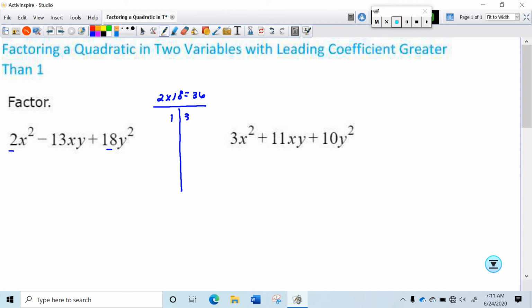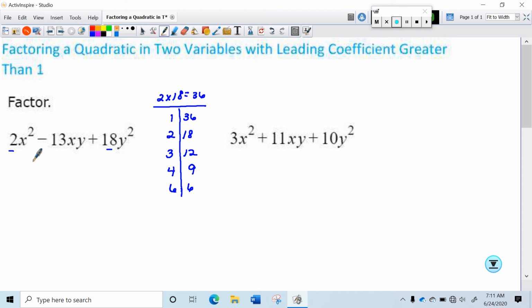36 divided by 1 is 36. 36 divided by 2 is 18. 36 divided by 3 is 12. 36 divided by 4 is 9. You can't do 36 divided by 5. 36 divided by 6 is 6. And once you start repeating yourself, you're finished. So I'm done because I have two 6s.